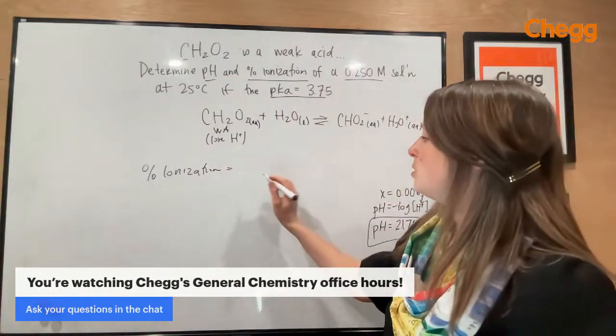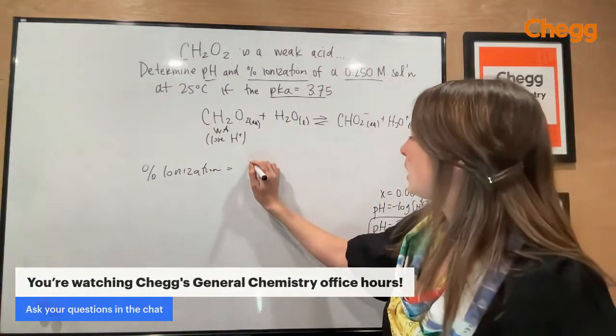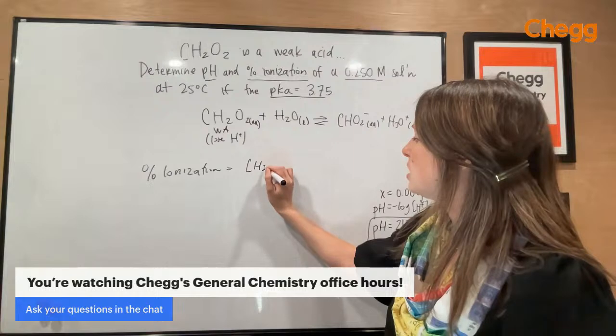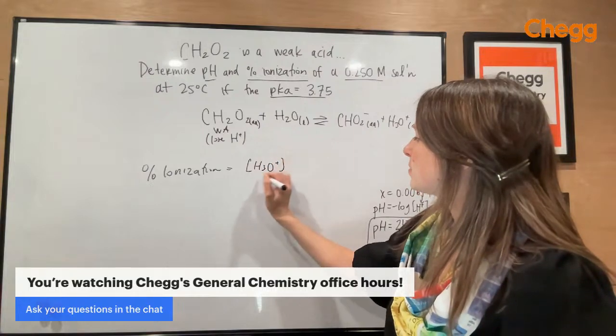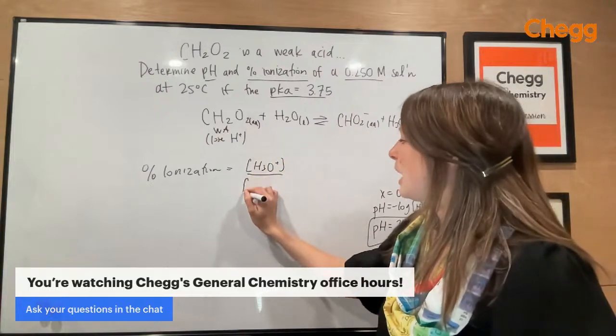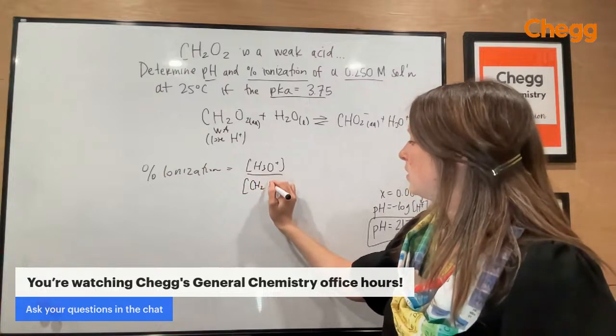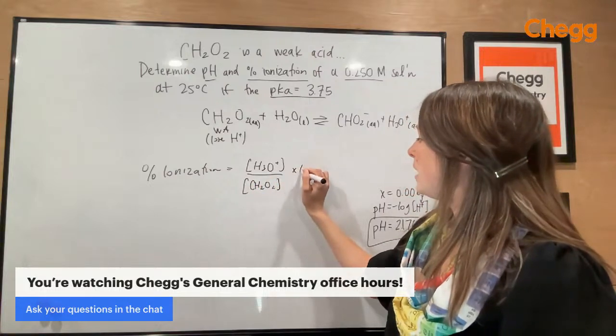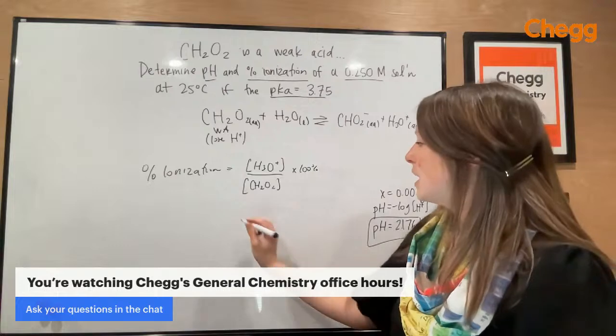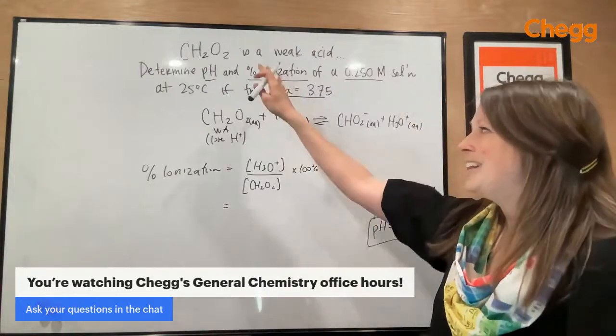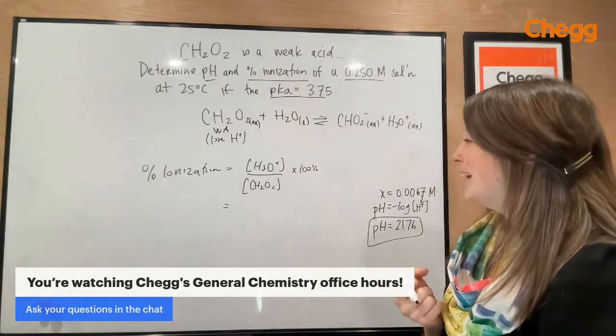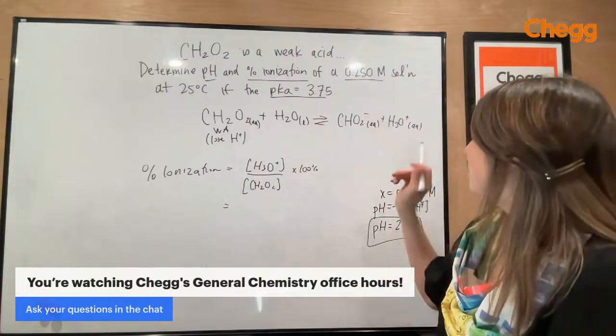So what I'm looking at in this case is my H3O plus concentration over my initial acid concentration. It's a percentage, so we're just going to do that times 100%. Looking at this, I'm going to expect this to be a pretty low value, but let's find out.